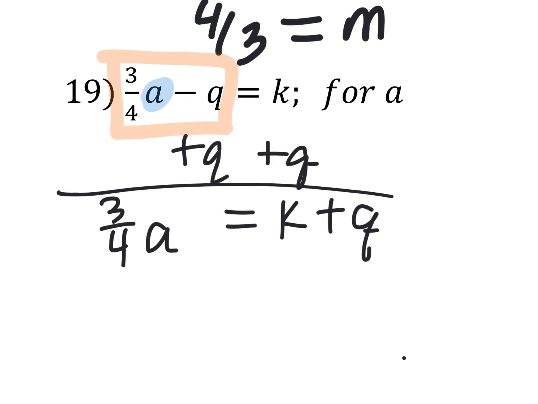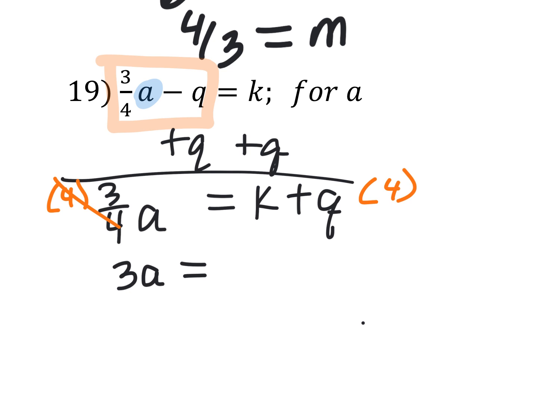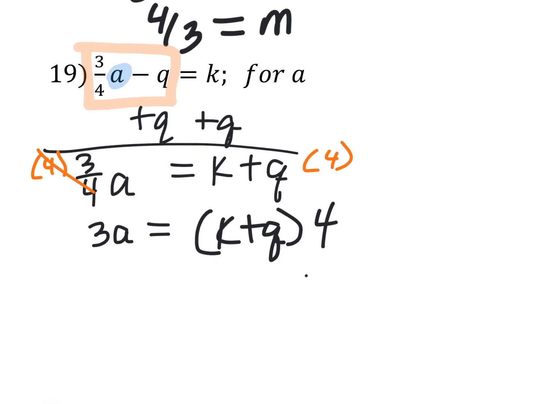So what I personally would do next is multiply by 4 to cancel out the 4s. So that leaves you with 3a. Over on the right-hand side, you've got two choices for how you want to do this, and I would accept either one of them as correct. You can do k plus q and put the 4 on the outside, because technically you need to multiply 4 by both of them. Or it's okay if you go ahead and just multiply it out. So you could say 4k plus 4q. Either one of those is okay. Means the same thing.